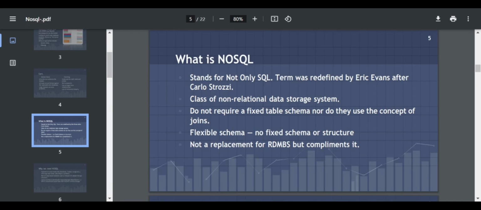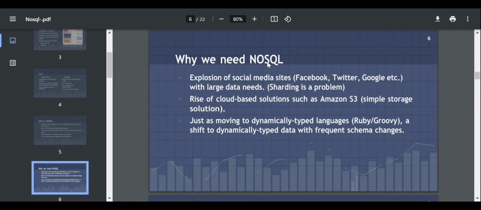Flexible schema: no fixed schema structure, unlike RDBMS, which requires a fixed table schema with predefined columns and data types. NoSQL databases offer a flexible schema. This means that you can store data without a predefined structure, allowing for a dynamic and evolving data model. NoSQL is not a replacement for RDBMS, but complements it. Why do we need NoSQL?